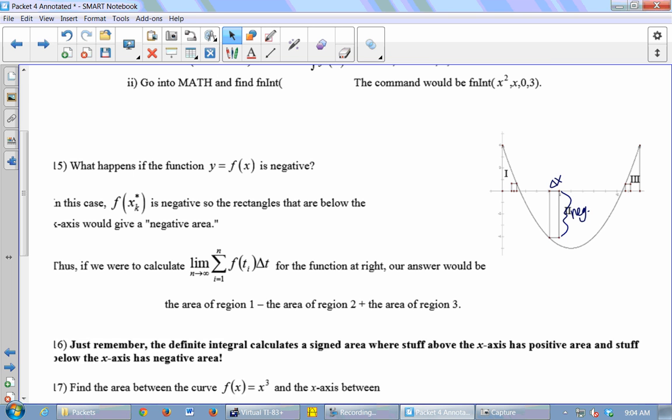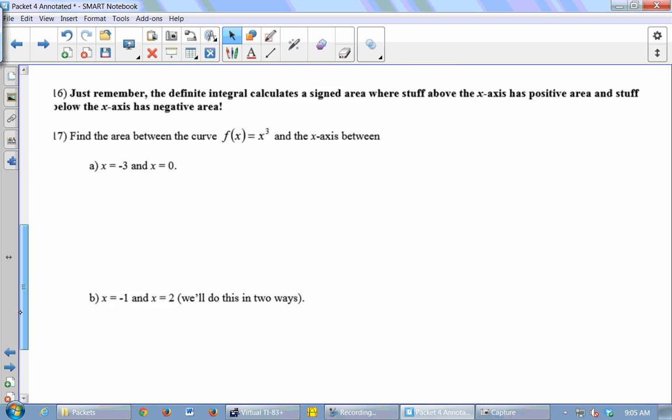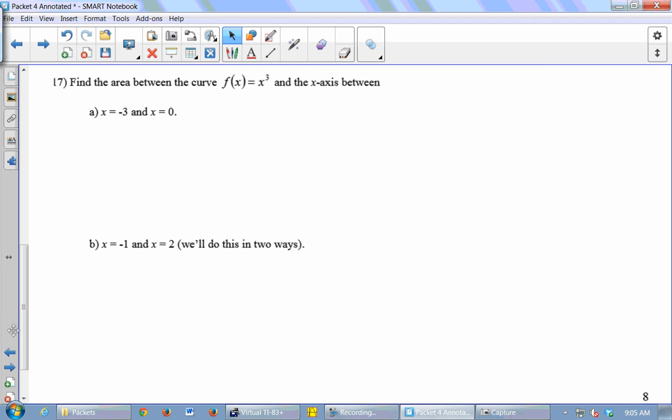Okay, so when you take an integral, it's a net, right? It's a signed area where stuff above the x-axis has positive area and stuff below the x-axis has negative area. All right, so if I want to find the area between the curve y equals x cubed and the x-axis from -3 to 0, that means take the integral from -3 to 0 of x cubed dx.